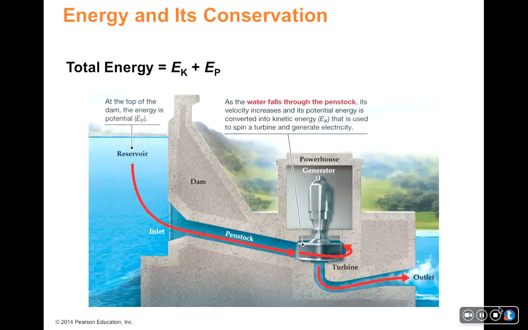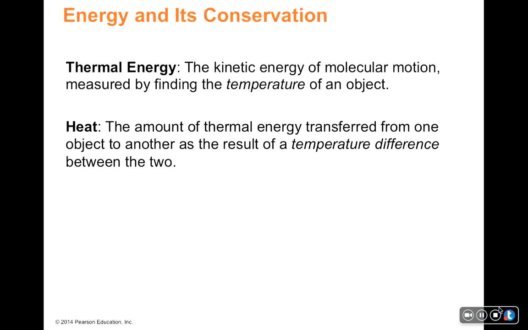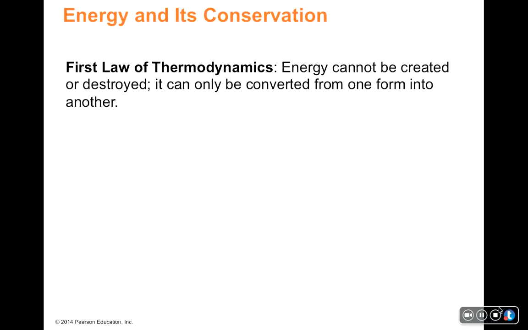Total energy equals the sum of kinetic energy and potential energy added together. We'll focus a lot on thermal energy. This is the kinetic energy of motion, molecular motion. We measure it by finding the temperature of an object, and the amount of thermal energy that's transferred from one object to another as a result of a temperature difference between the two is what we know of as heat. And that's what we'll be talking about in terms of these reactions.